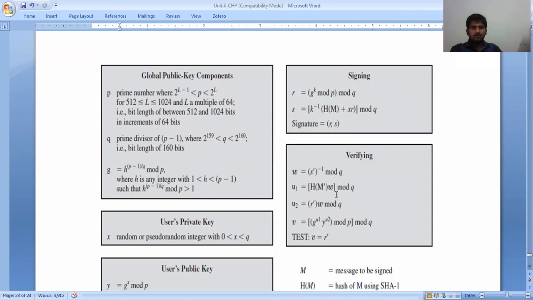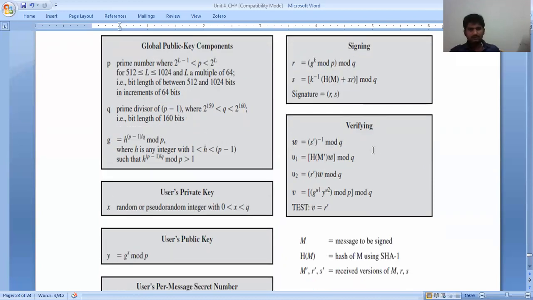Prime numbers: do you remember the RSA algorithm? Now what are the prime numbers? This is a simple DSS signing algorithm of how we are going to do it. We know that a digital signature has two parts: one is the signing algorithm and the other is the verifying algorithm. So this is the process.